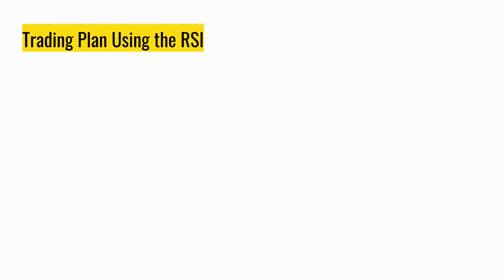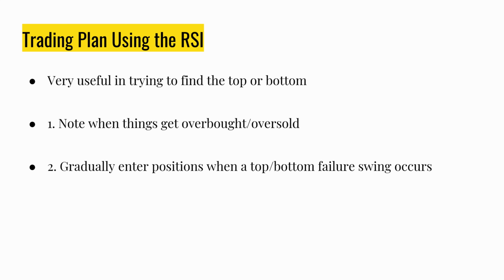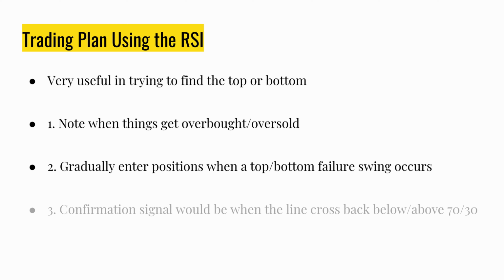So how do we stitch this all together? From what I've explained, we know that the RSI is very useful when trying to determine the top or bottom. However, timing the top or bottom is usually not a good strategy, so to make sure you don't lose all your money, these 3 steps must be followed. First, just take note when things get overbought or oversold. Don't immediately buy or sell things as things can change very quickly. Second, wait until the top or bottom failure swing occurs. Finally, you have to watch if the RSI goes back below 70 in an uptrend or above 30 in a downtrend. Before we move on to stochastics, let me go over 3 points.